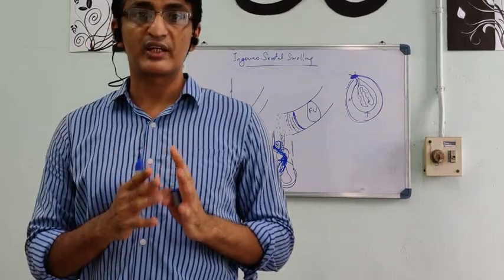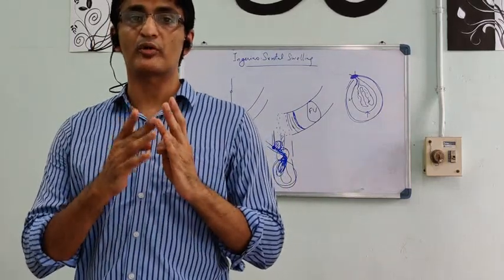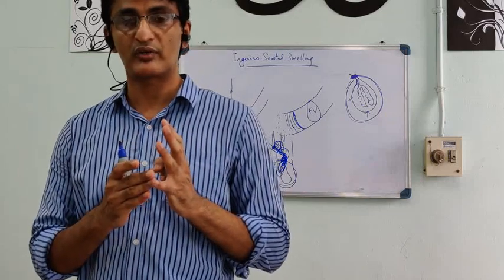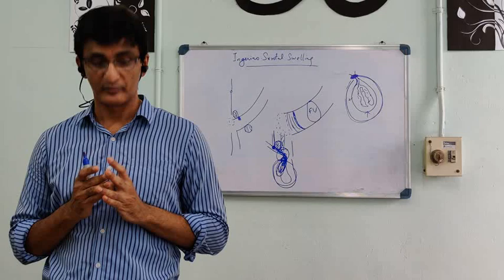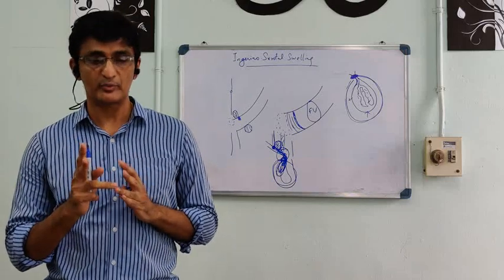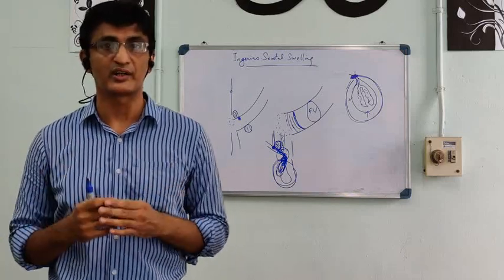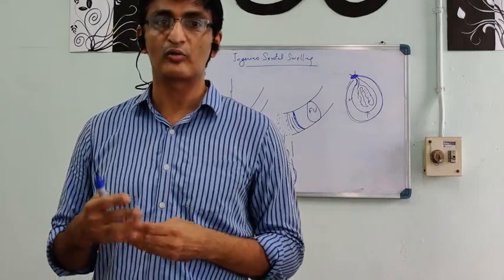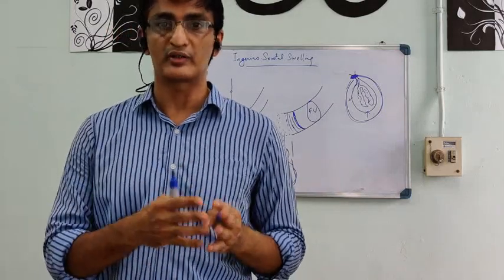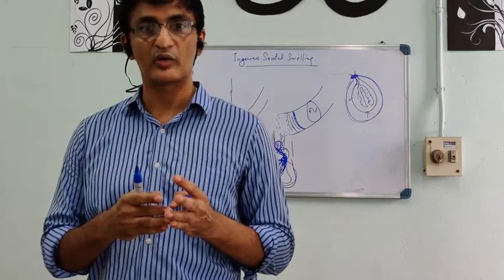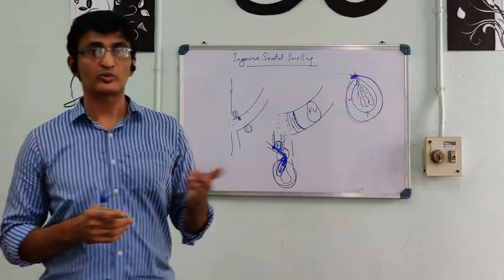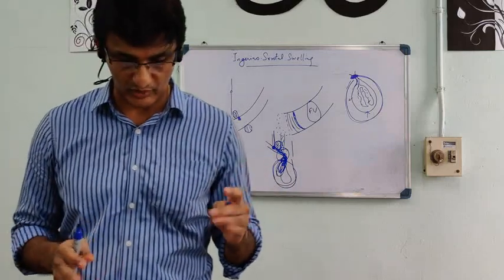So we have taken history about the two most important factors in hernia. One is expansile impulse on coughing or straining. Second is reducibility. When these two symptoms are present, we can confidently say it's a hernia. Then all further examination will only be to differentiate what type of hernia: direct inguinal hernia or indirect inguinal hernia. A third type of hernia we get in this position is a femoral hernia. So we have to differentiate between these in further sections.